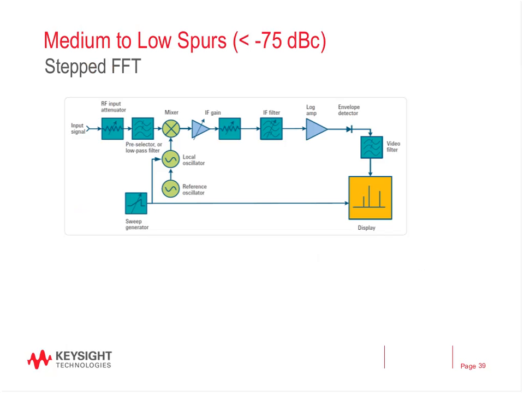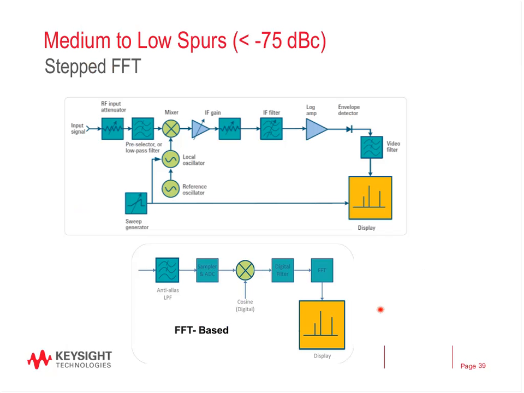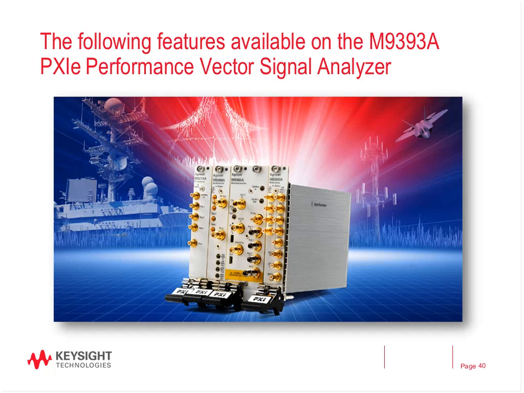Now the next approach is what we call stepped FFT. So in the previous block diagram, we were talking about a traditional pre-selected spectrum analysis. Now there's other approaches, and one of them is not pre-selected spectrum analysis, but basically FFT based. And there are trade-offs in this case. Because you have no pre-selection, you're going to have all the mixing products from the mixer coming into the measurement. But now there's smarter techniques to actually manage that and still deliver excellent results. And so this new capability that I'm talking about is available in our PXIe vector signal analyzer, or in this case, the M9393A. So if you want to learn more, please let us know.